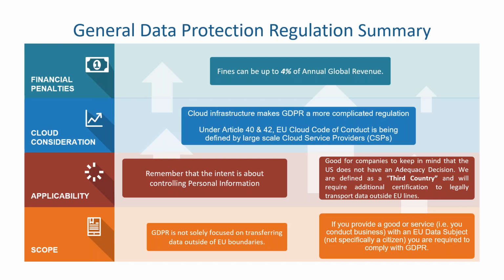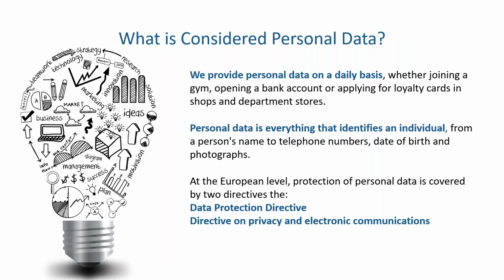So maybe let's go on to the next slide, which really is around what is considered personal data, and then I'll field a couple more questions that we have going on. Sure. So personal data really is everything that identifies an individual. We're talking about telephone numbers, date of birth, photographs, IP addresses, other geo indicators, and at the European level, the protection of that data is covered by these two directives. Now, the Data Protection Directive is now known as GDPR. And then we also have the e-privacy directive on electronic communication. So that is what we're talking about when we are considering personal data here.